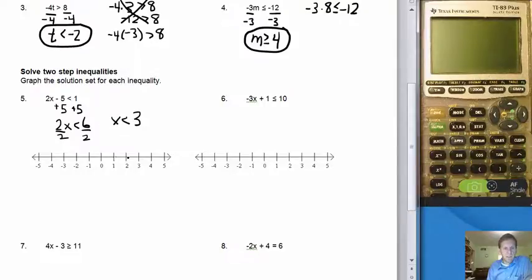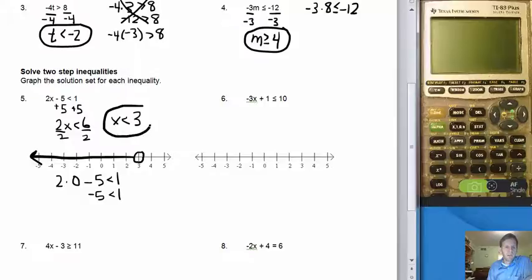And then we're going to graph this like we did the other day by putting an open circle on our 3 value. Less than means we're going to move all the way to the left. And any point that's in the shaded region is a solution. For example, let's try 0. You could do 2 times 0, which is 0, minus 5 is negative 5, is less than 1. That's a true statement. So if you actually plugged in 0, or any number less than 3, you would end up with a true statement. If I try 0, I get negative 5 is less than 1. That's true. This works. There's your solution, and we have it graphed.